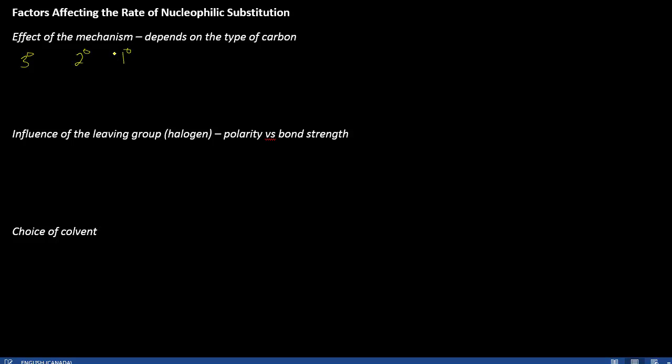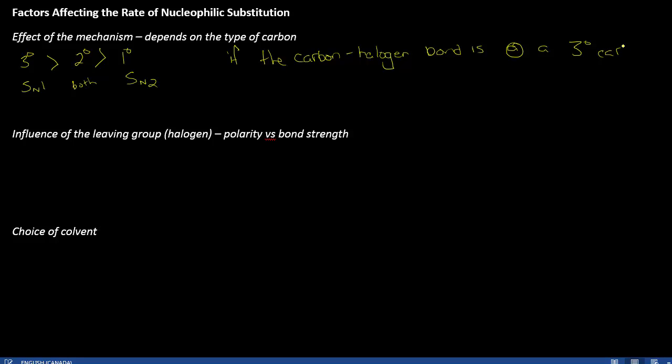What the effect of the mechanism looks at is basically, do you have a tertiary, secondary, or primary carbon? A tertiary carbon, so a tertiary alkyl halide, will favor the SN1 mechanism, while a primary carbon will favor the SN2 mechanism. This essentially means that if you have a tertiary carbon, the reaction should proceed faster than if, everything else being equal, you had a primary carbon.